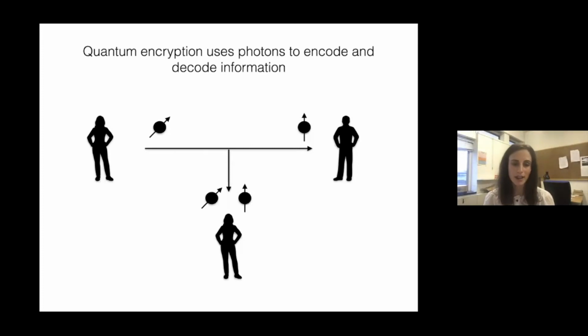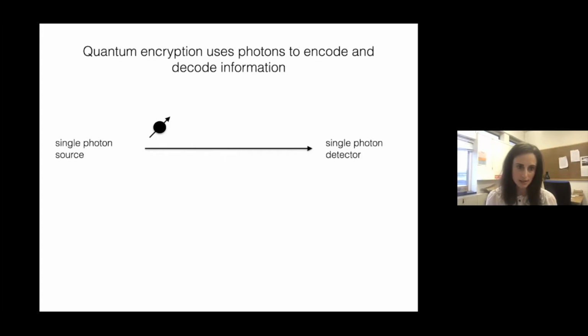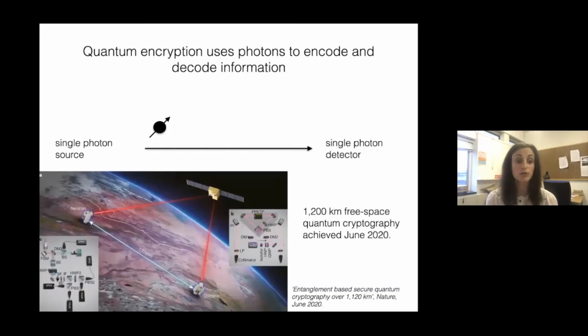And far from being an academic intrigue, it's actually a technology that is being explored and currently exists in the world. And in reality, it's a single photon source, a material, perhaps something like hBN, sending a photon down an optical fiber to a single photon detector. Or it can occur through free space. And this is something being explored at the moment. Just this year, there was a record set of 1,200 kilometers for free space quantum cryptography. And this was by a Chinese group that published in Nature this year.